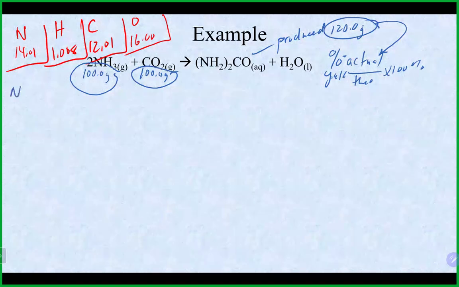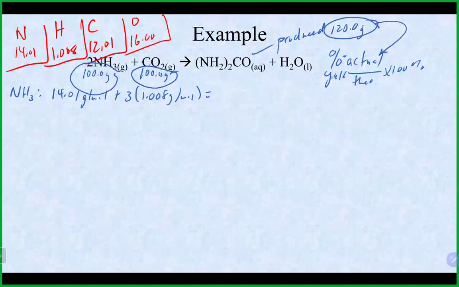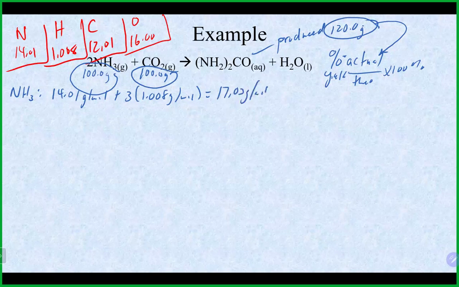We'll do NH3, which means we need the molar mass from the periodic table. So 14.01 for the nitrogen, 3 times 1.008 for our hydrogens. That gives us 17.03 grams per mole. We'll also need the molar mass of CO2. That's going to be 12.01 for our carbon and 32 basically for our oxygens total, going to give us 44.01 grams per mole. So again, we're going to use that to convert into moles.